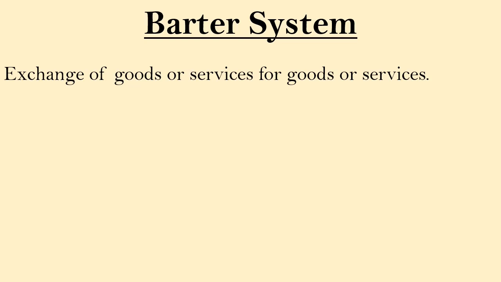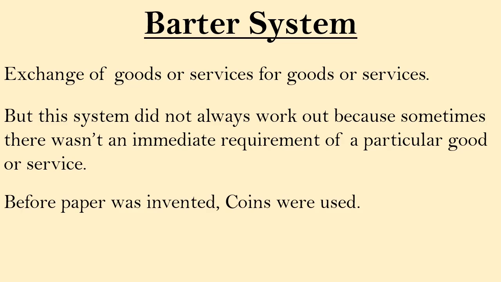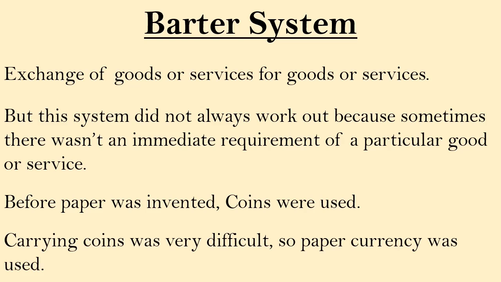But it also meant that the person who has the cotton required rice. Only then would the transaction take place. That is why this system did not always work out, because sometimes there was an immediate requirement and there was no one selling rice. So then, before paper was invented, coins were used as currency. But eventually, carrying those coins became very difficult because coins weighed a lot. And then paper currency was used.